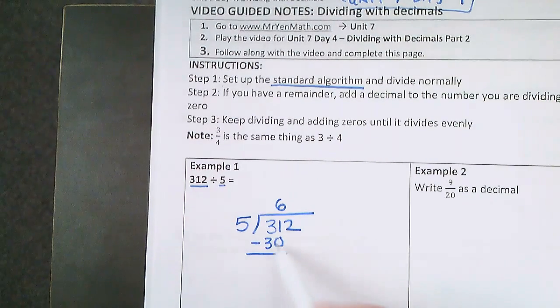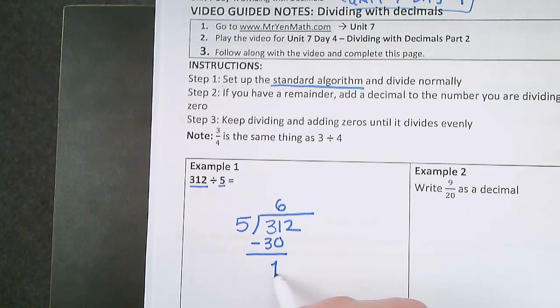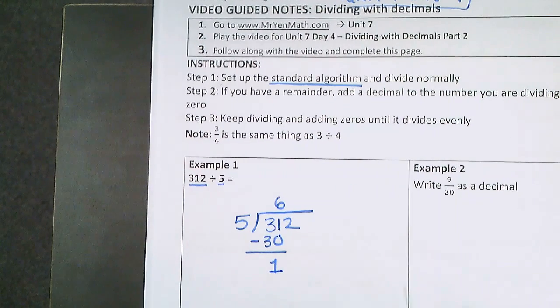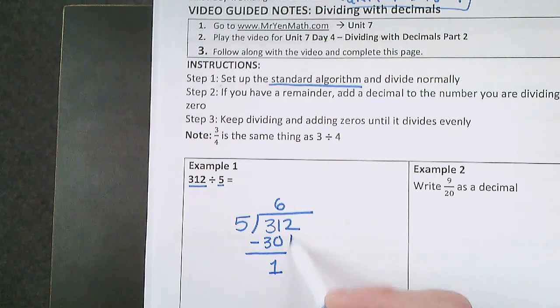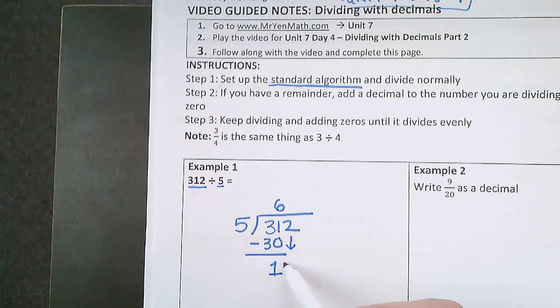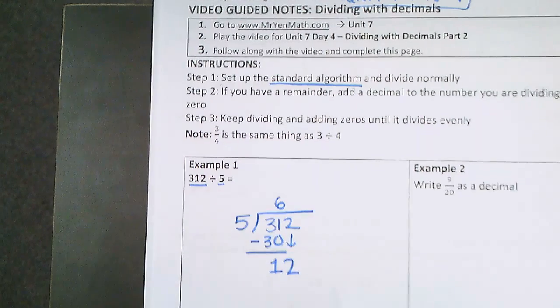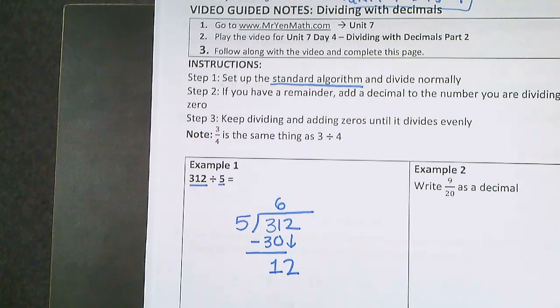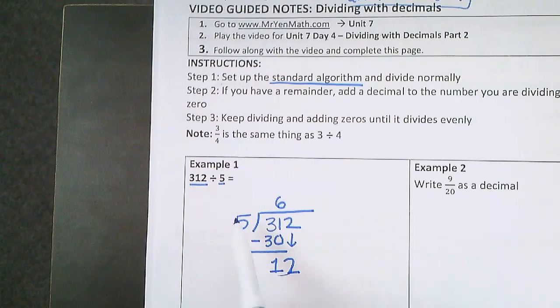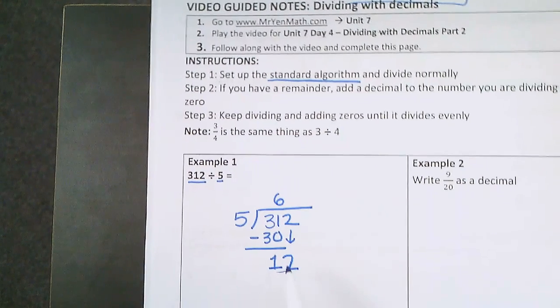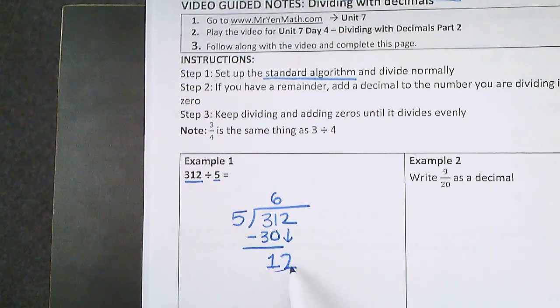And then 31 minus 30 is 1. And then I can bring down this 2 here. Bring that down. And now I have 12. And then I think to myself, this number down here, how many times can 5 go into 12?